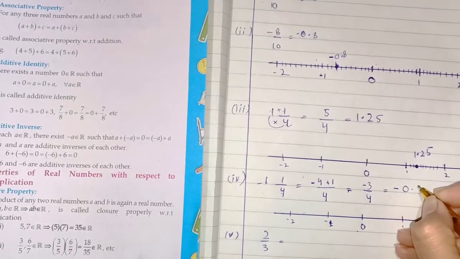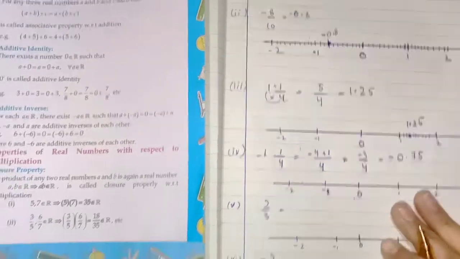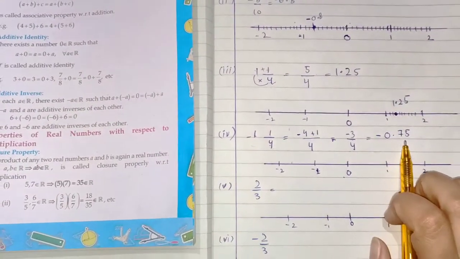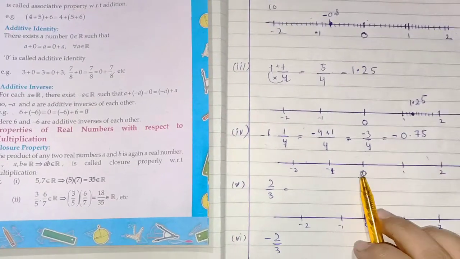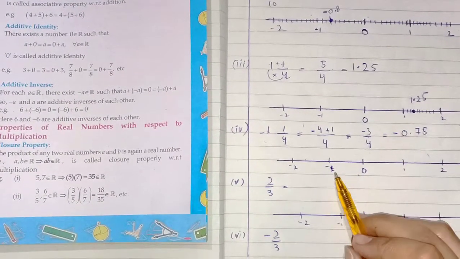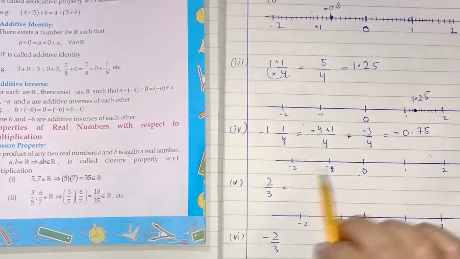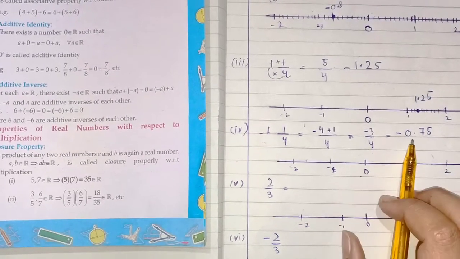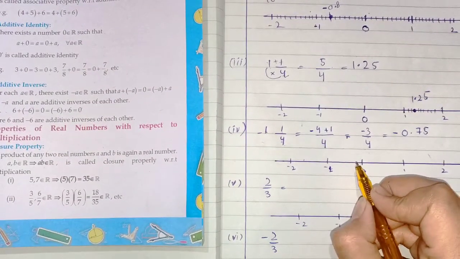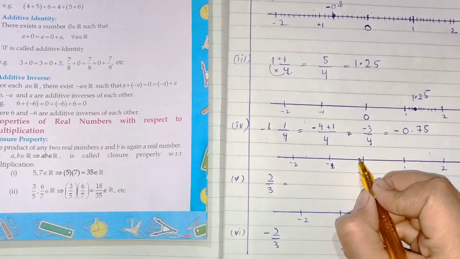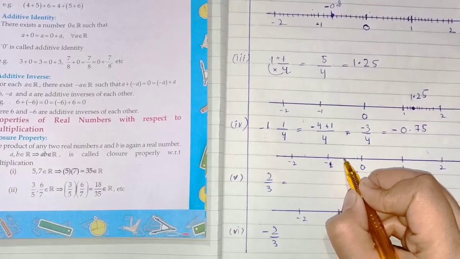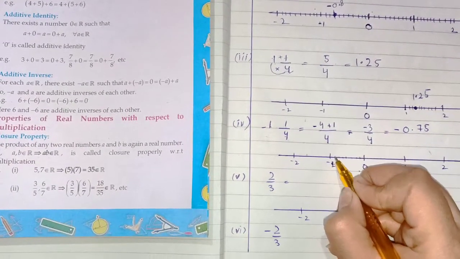Minus 0.75. Now we have to identify where is minus 0.75. So we are going to move on the left side because we have the minus on the left side of the integers. So 0.75 is 0.1 2 3 4 5 6 7.